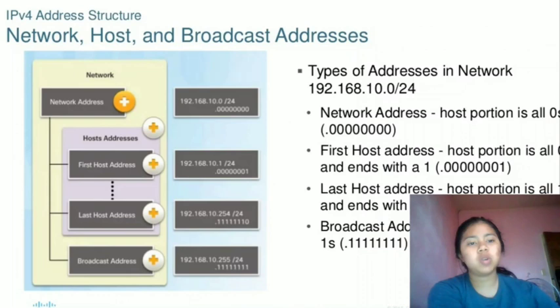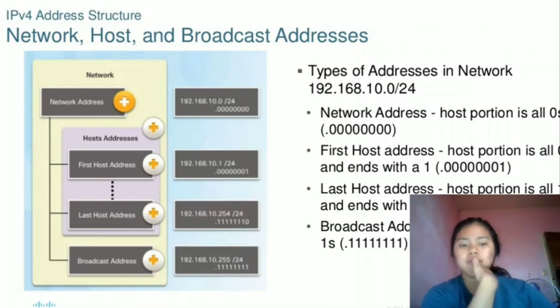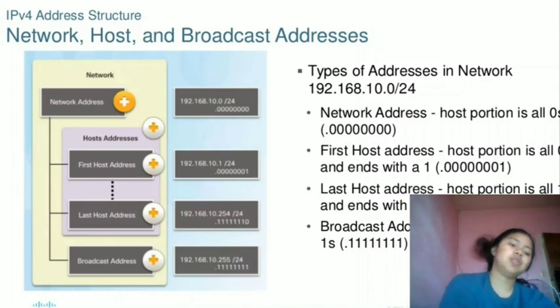Network address: the host portion is all 0s. First host address: the host portion is all 0s and ends with 1. The last host address: the host portion is all 1s and ends with 0. Broadcast address: the host portion is all 1s.